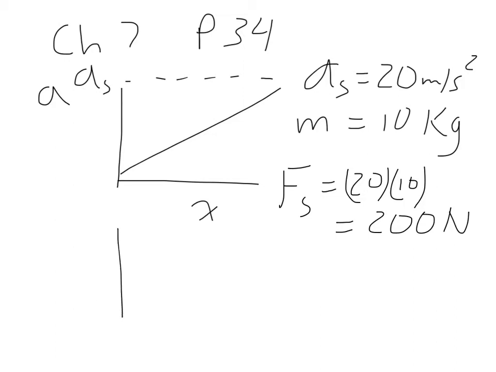Our graph is going to have the exact same form because all we're doing is multiplying the acceleration by the mass. So now we're going to get a graph that looks like this. And now the upper limit of that graph, let's call that Fs, and that's the 200. And this is a function of the position. And we're trying to find the work done as we move from 0 meters to 8 meters.